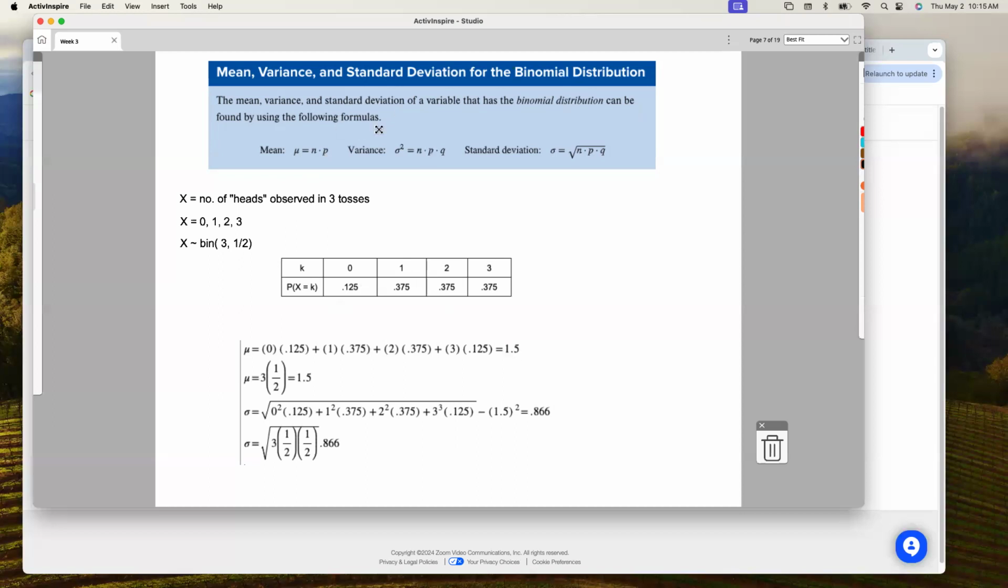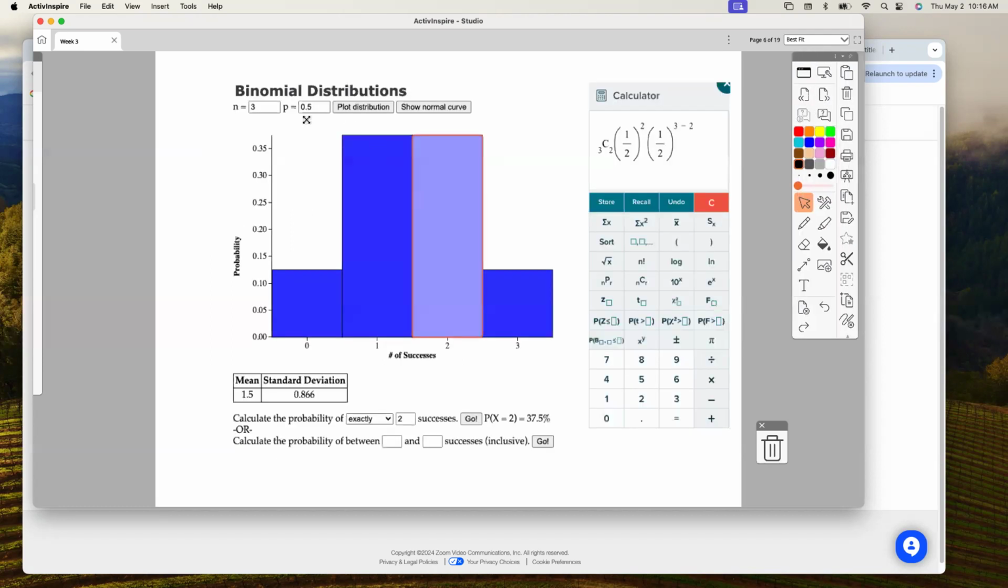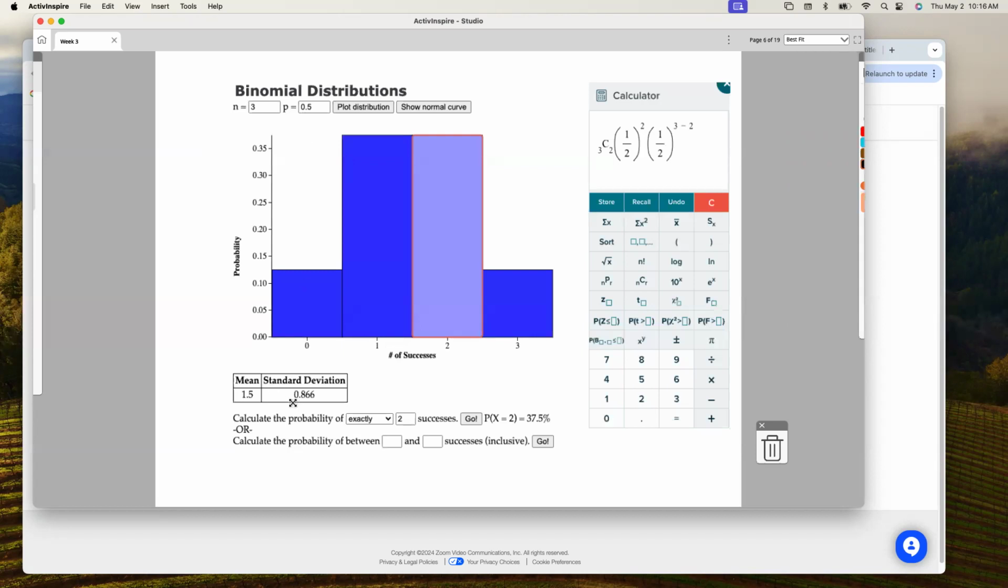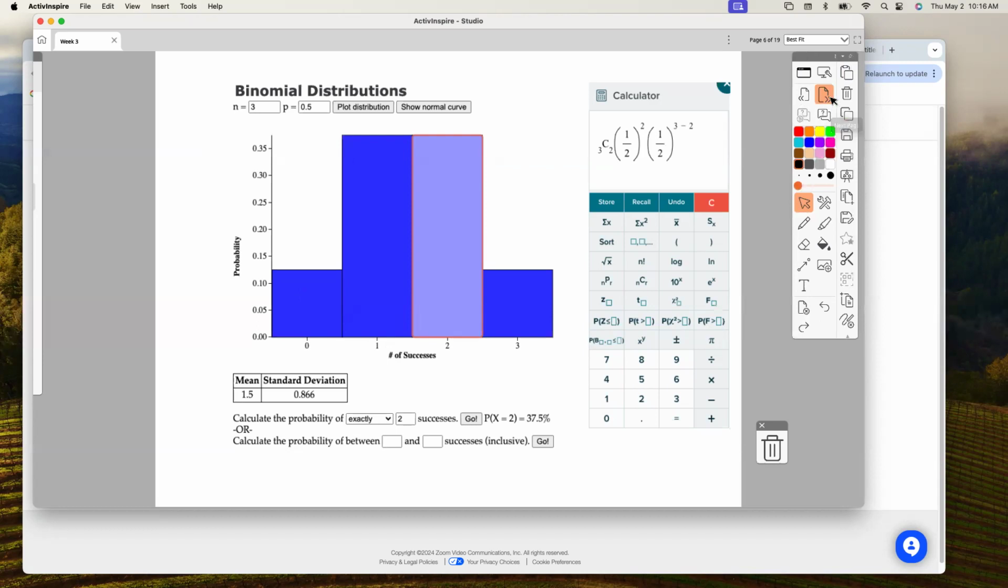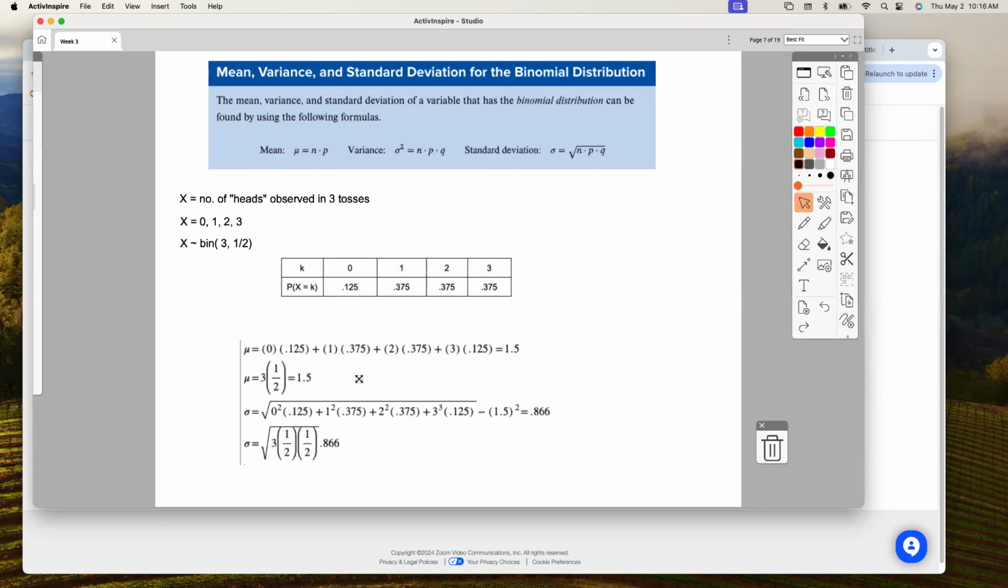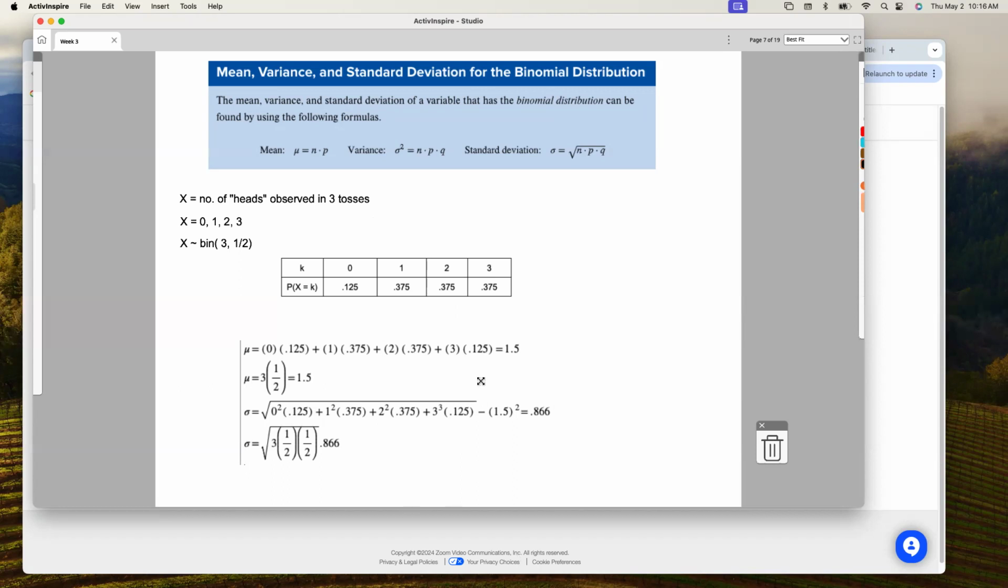As long as it's a binomial, all we have to do is take n times p, and these two numbers are always going to be the same. And again, here's the more difficult formula for the standard deviation. And we get our 0.866 here. This is the easy way to do it. Actually, the easy way to do it is just punch those numbers in here and get them directly in StatPlet. So those are some shortcuts there for you. And all this is just punching these formulas into StatPlet.